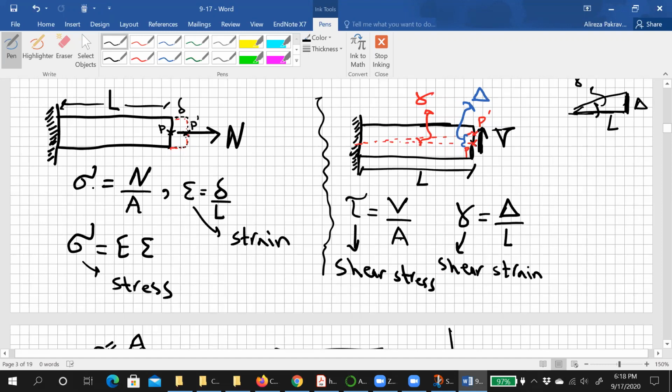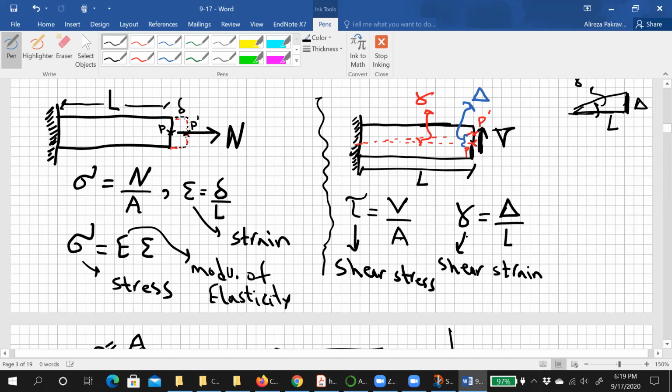Here, so sigma is N over A, tau is V over A. Strain is delta over A, this is strain delta over A. We have one more thing, a stress-strain relationship, right? Sigma equals E epsilon. What is E? E is the modulus of elasticity, right?